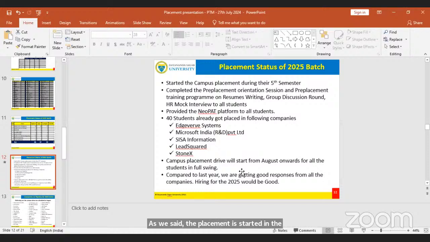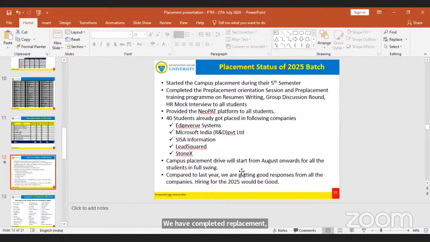I think Edgeware was the one company who came and hired a good number of students, but this time only 5 DSU students were able to get selected. And we have done all the training that is required for the students for their campus placements. We have completed the pre-placement orientation session and training programs like resume rating, everything we have done.